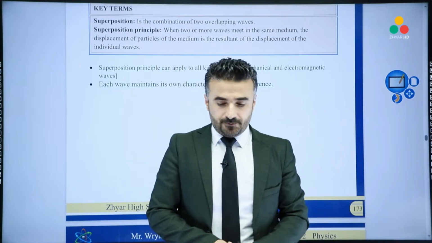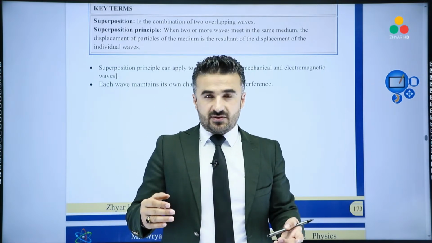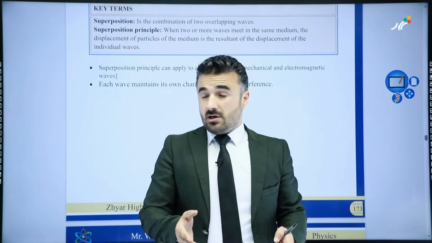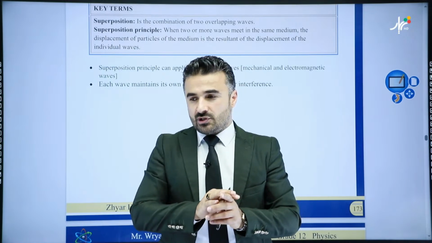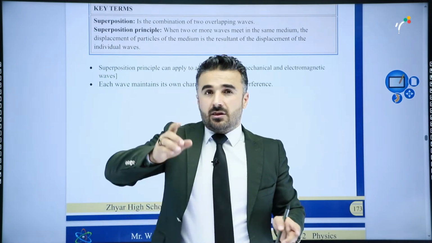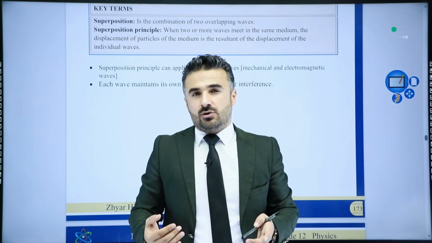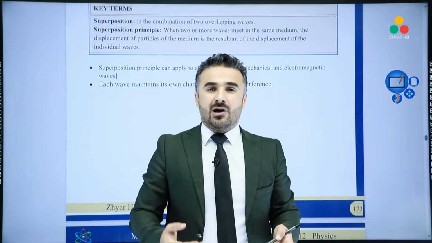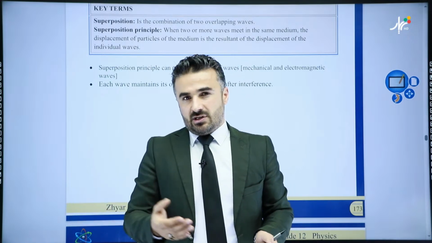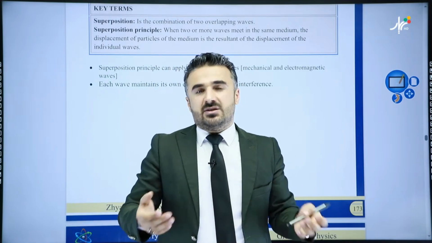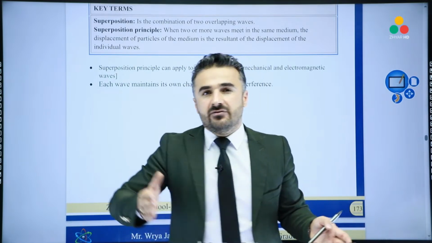Now, let me summarize this for you. We said superposition is the overlapping of two waves, the combination of two waves. And what is the superposition principle? When two waves overlap, we add the displacements, and the resultant wave would be the combination of the two. I think I made it way harder than it looks. Let's try again. The superposition principle tells you that when two waves meet, their displacements are added, or the resultant displacement is the combination of the individual waves.